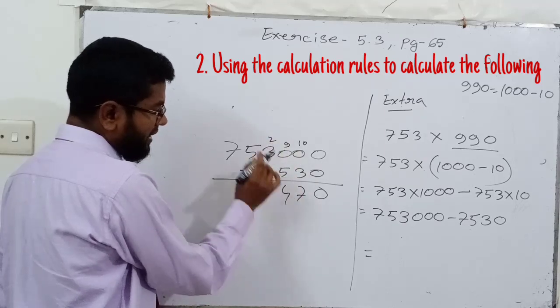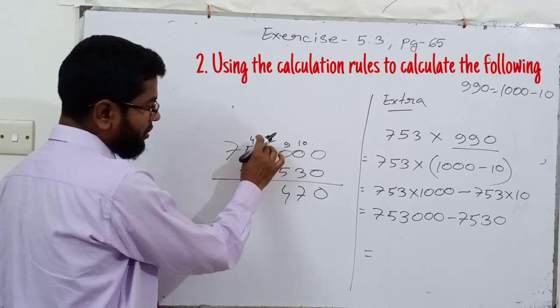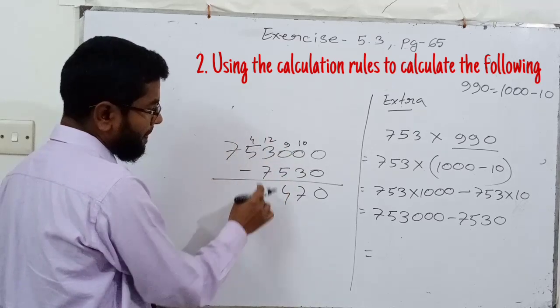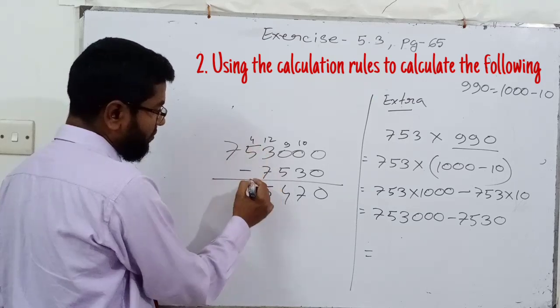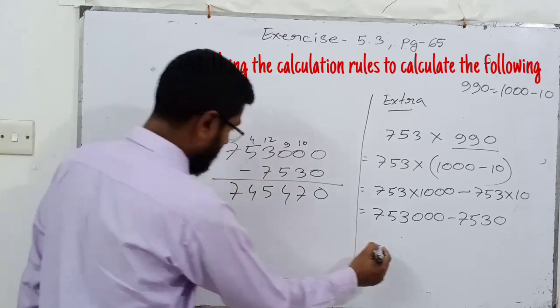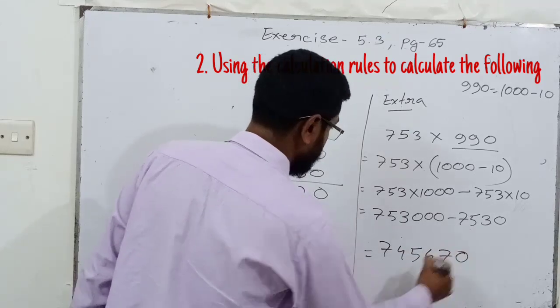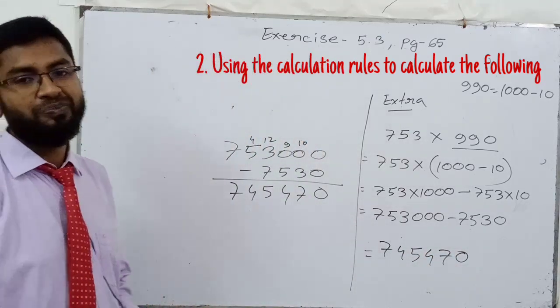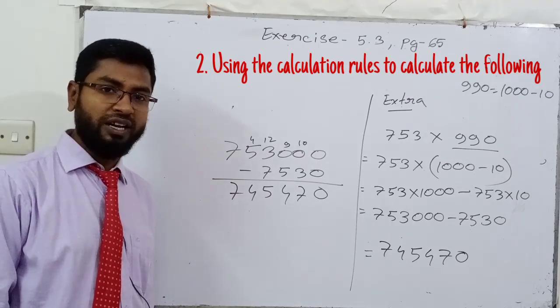2 minus 7 not possible, here become 12, here become 4. 12 minus 7, what will be here? Here will be 5. Now 4, 7. So answer is 7, 4, 5, 4, 7, 0. My answer and your answer is match. So go for another.